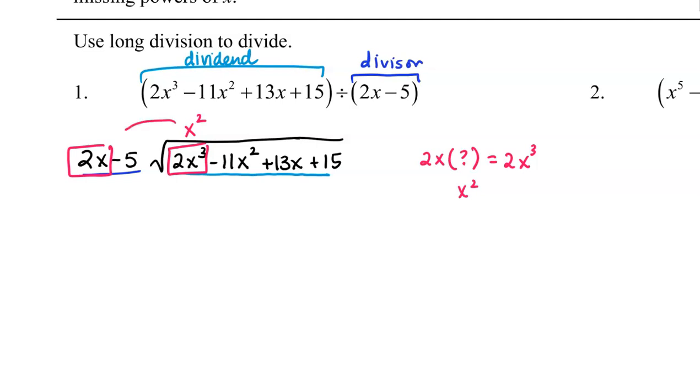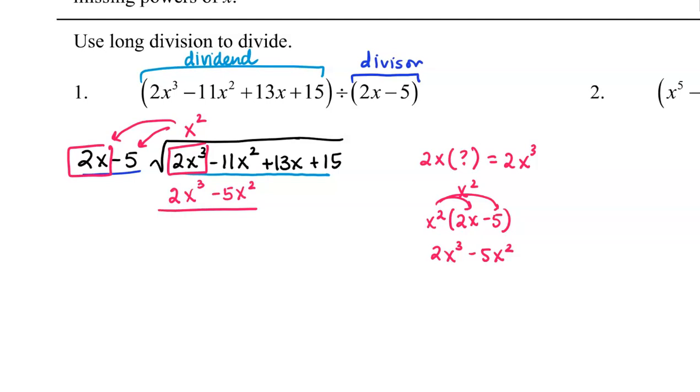The x squared gets multiplied by the entire divisor. So now I'm going to take x squared, multiply that by the divisor of 2x minus 5, and we get 2x cubed minus 5x squared after distributing that. What we get when we multiply gets lined up under the dividend. And a very crucial step here is that we subtract. So because we are subtracting, we change the sign on the 2x cubed and we change the sign on the 5x squared. The 2x cubed will cancel out. That should always be happening during long division. Combining the negative 11x squared with the positive 5x squared gives us a negative 6x squared, and I'll bring down everything else that was left.